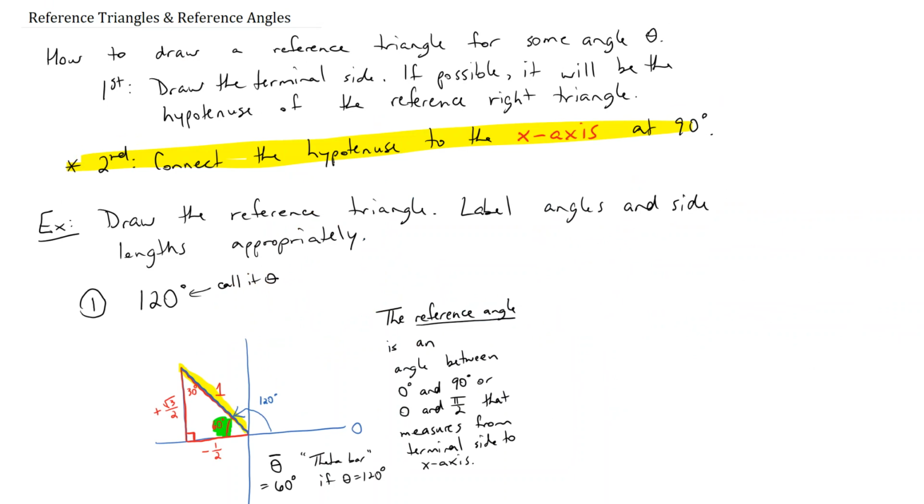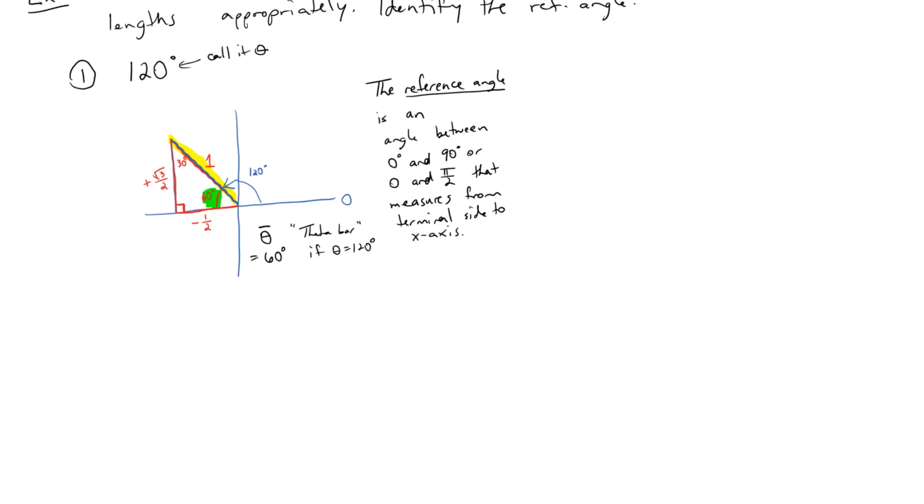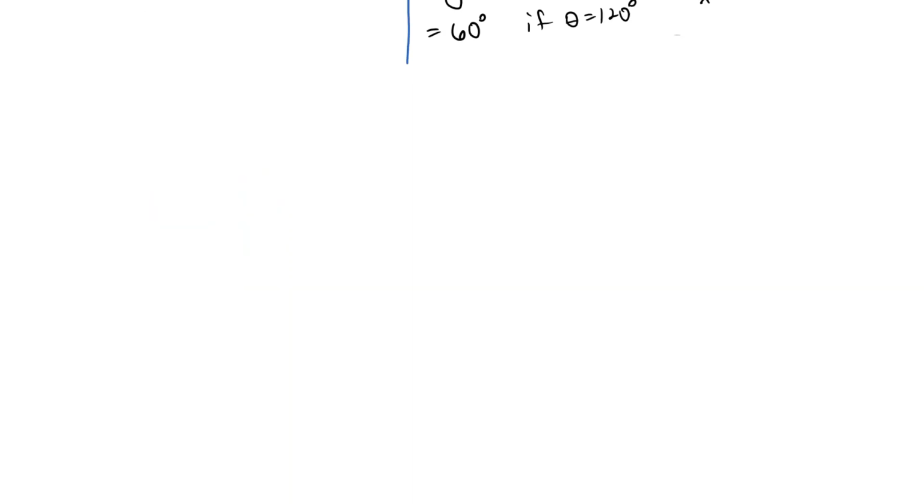So here we go. We're going to add to our instructions now. Draw the reference triangle, label angles and side lengths appropriately. Identify the reference angle. Alright, so let's do a couple more examples. So let's say our next angle is 5 pi over 4. So 5 pi over 4, we could think of this, we could count pi over 4s. We could also think of this as 1 1/4 pi.